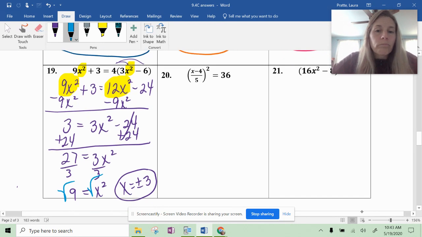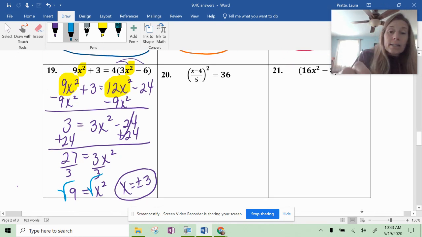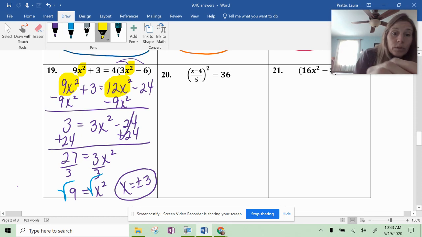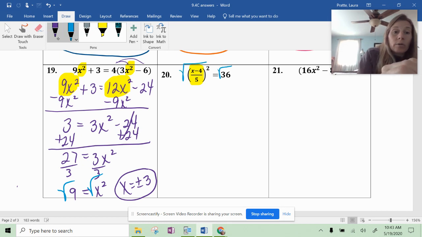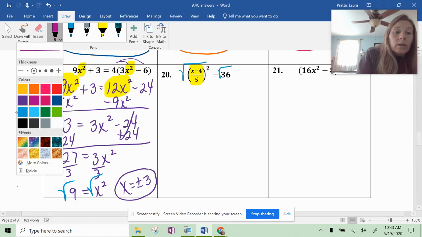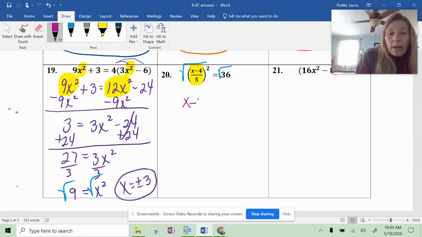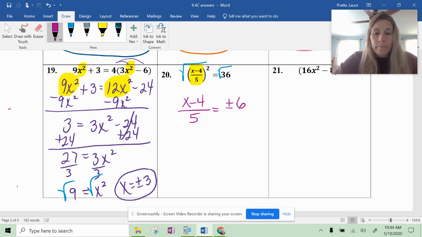So, all right, now number 20, this entire thing is in the parentheses. The whole thing's being raised to 2. So you want to get rid of that little 2 first. So the first thing you're going to do is square root. Once you're done with that, now you just have x minus 4 over 5. And on this side, you have positive or negative 6.